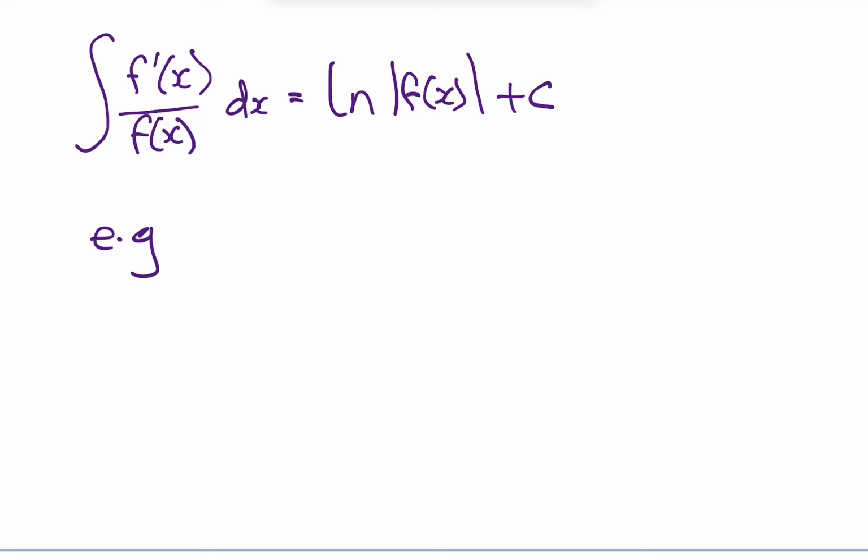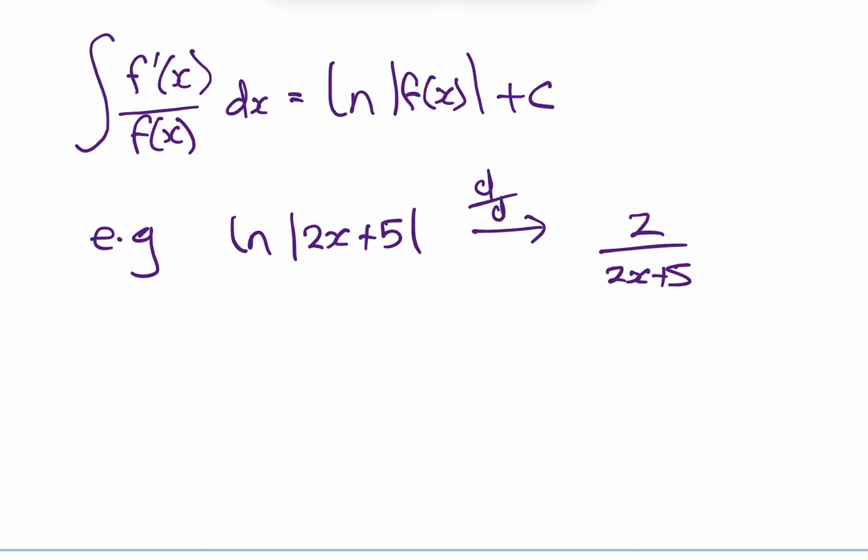So for example, the natural log of 2x plus 5 differentiates to 2 over 2x plus 5. So when we differentiate, we get 2 over 2x plus 5. Therefore, going the other way, we get the natural log function back. Remember, it's very important that you take the absolute value of the inside function because we're not allowed to have natural log of a negative function. So remember, this modulus makes it positive only. Okay, so let's go back to tan of x.